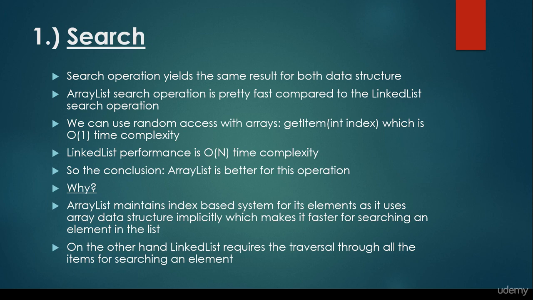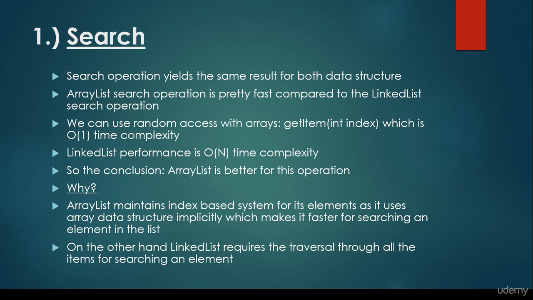So the conclusion is that ArrayList is better for this operation. You may pose the question, okay, why? Because ArrayList maintains an index-based system for its elements, as it uses the array data structure implicitly, which makes it faster for searching an element in the list. So if we know the index of the item we are looking for, and it's very important that this is true only if we know the index. If we don't know the index, then we have to iterate through the ArrayList as well, and the operation is going to have O(n) linear time complexity.